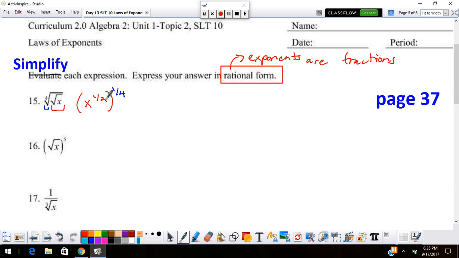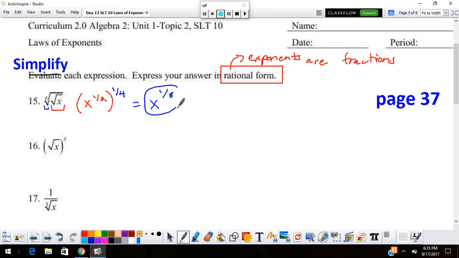And the laws of exponents tell me when I have a power raised to another power, we multiply. So remember, I'm just going to multiply across the numerators. So 1 times 1 is... 1. Good job. Okay, 2 times 4 is... 8. Okay, and that's it. We're done.